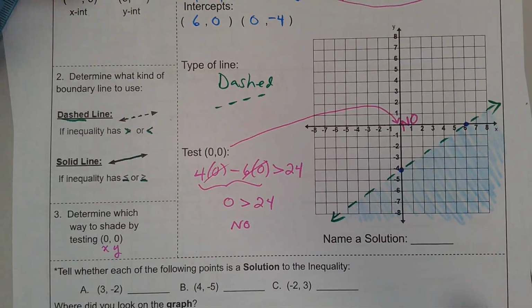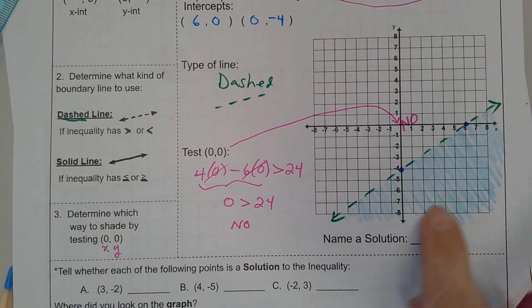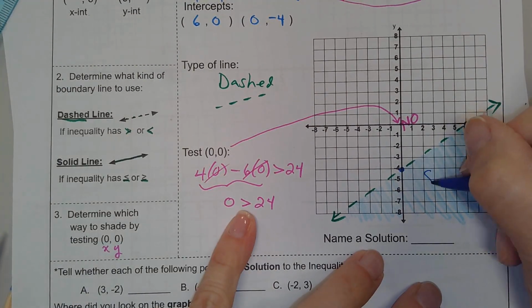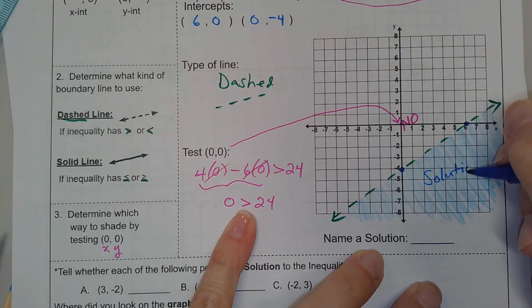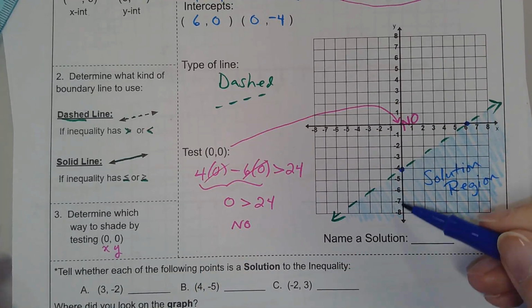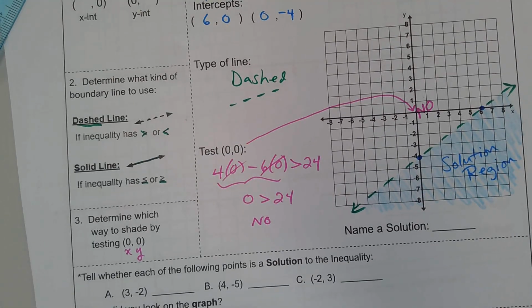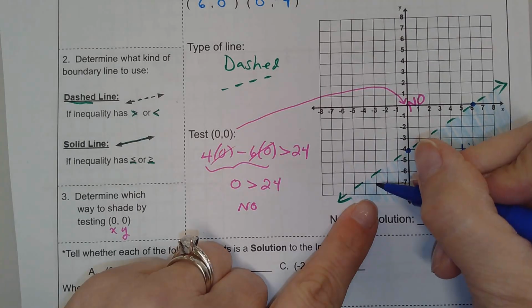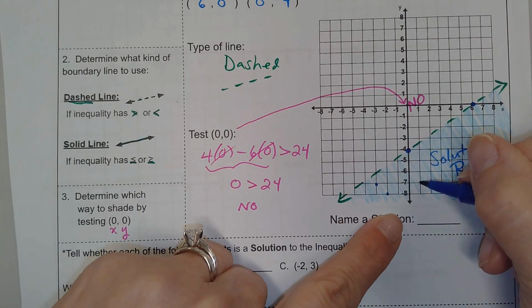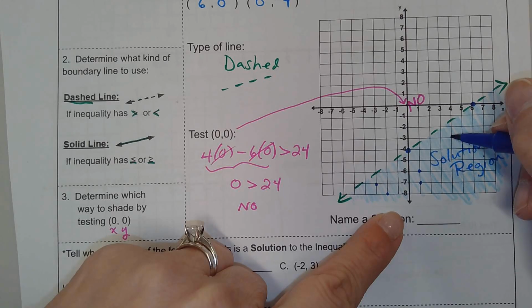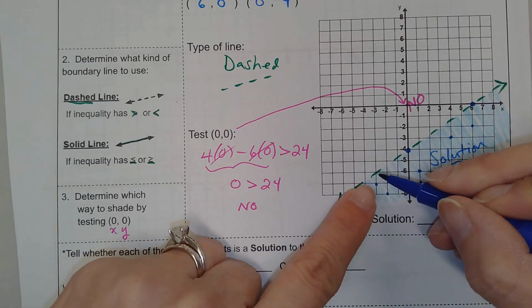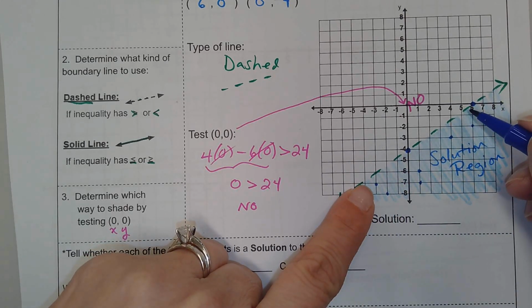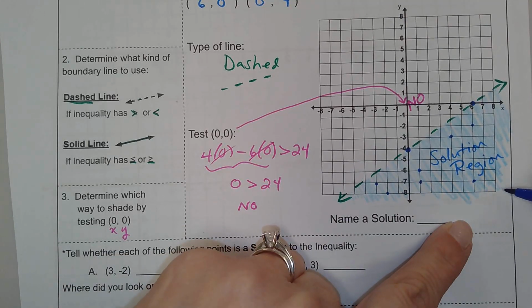All of that, right here, is what I call the solution region. This entire area has all the points that are solutions. There are infinitely many points in this shaded region, many, many. Do not pick one on the line. Not equal, but all of these.